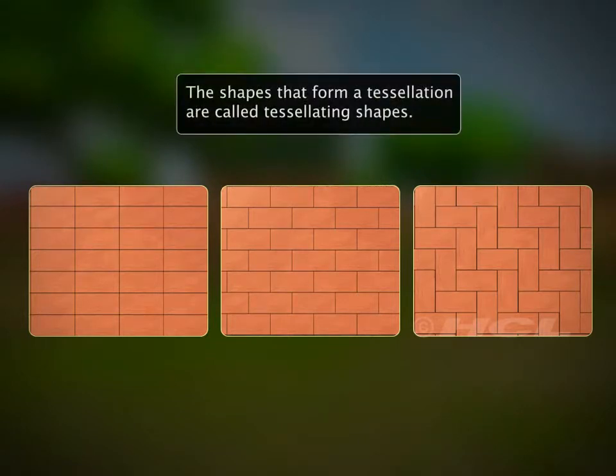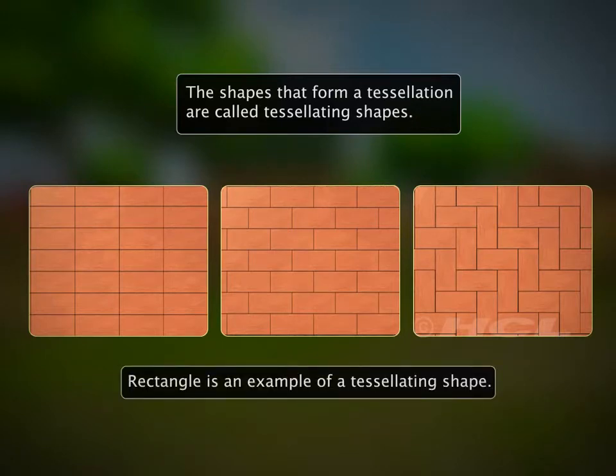The shapes that form a tessellation are called tessellating shapes. Rectangle is an example of a tessellating shape.